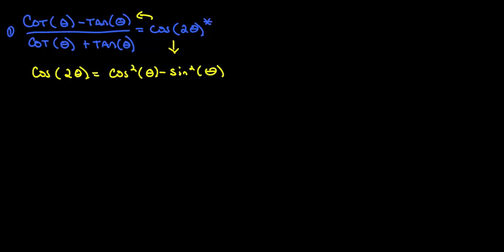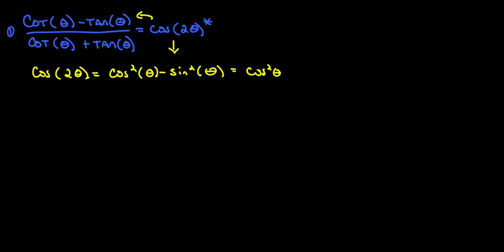is I need this one to be like a cotangent, and this one over here to be a tangent. So one thing I could do is, well, let's try a couple things here. The first thing I could try is just dividing everything by cosine squared. If I divide everything by cosine squared, I would get this.